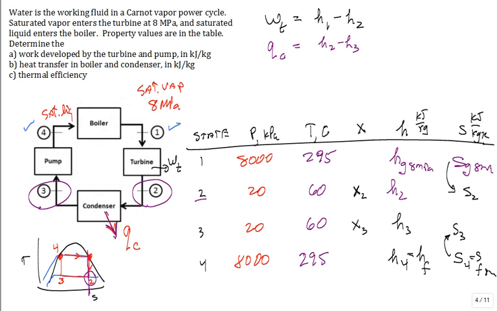Now, let's do the work into the pump. Look at the direction of the work, WP. It's not out of the pump, it's into the pump. So is WP equal to H4 minus H3 or H3 minus H4? It's a positive work of the pump I'm looking for. It's a positive value. True?